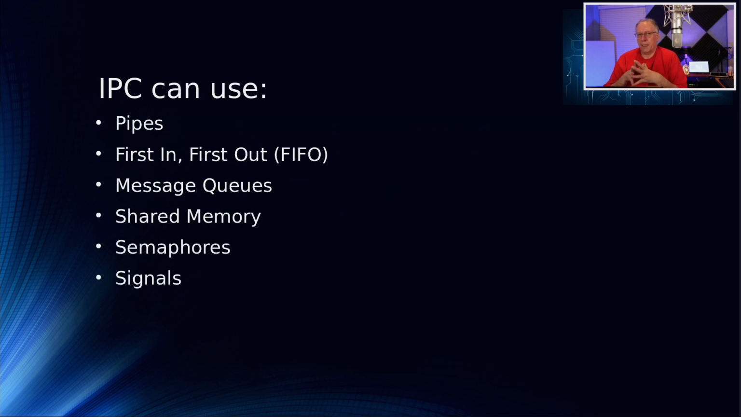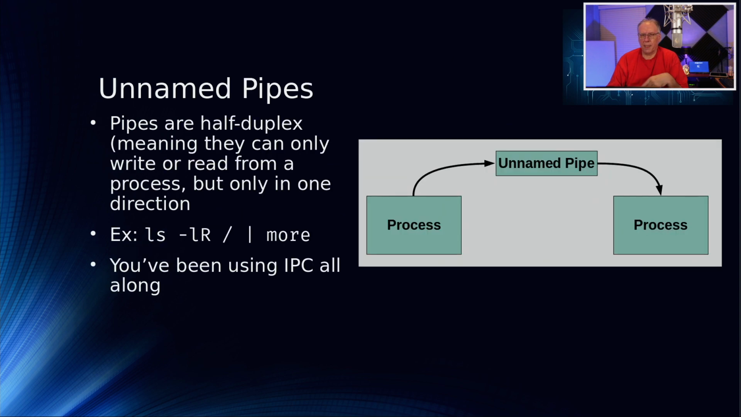There are a number of mechanisms that IPC uses, and that's going to be really the core of today's talk. There's pipes. There's also first in, first out, or FIFO. There's message queues, there's shared memory, there's semaphores, and there's signals. And that's what we're going to be going through. So let's start with pipes.